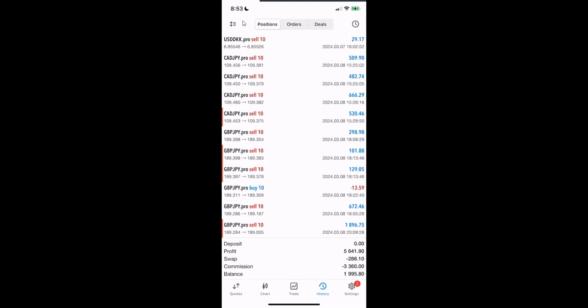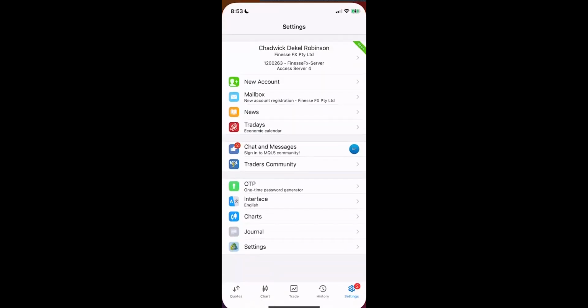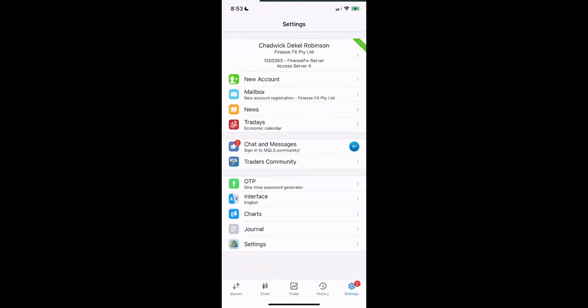Now, if this is your first time in MetaTrader, you should have already done this if you've been following along. Remember, you're going to set up your Finesse FX account. You're going to download MetaTrader 5. You're going to log into your Finesse, search for Finesse FX, and put in your login and your password so you can connect MetaTrader 5 to Finesse FX.